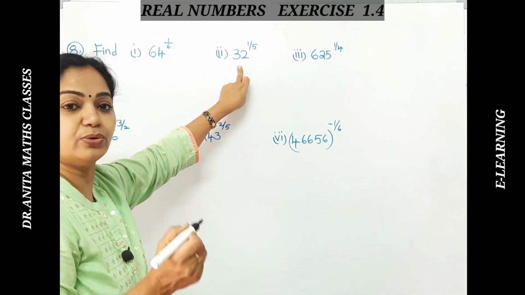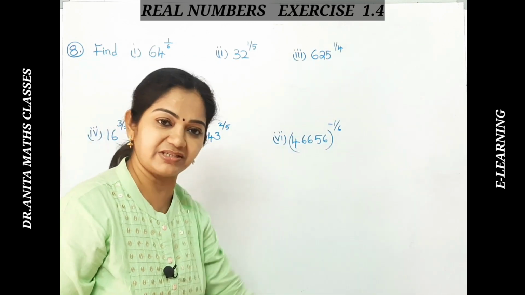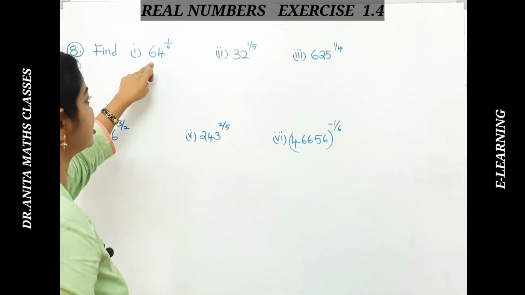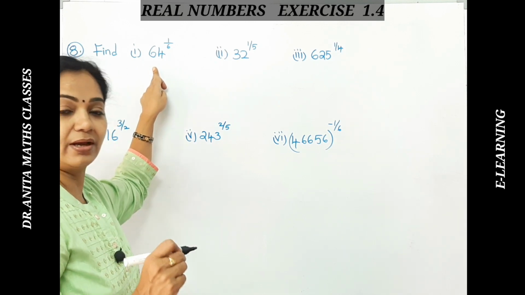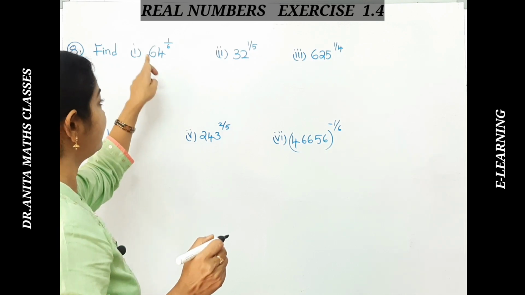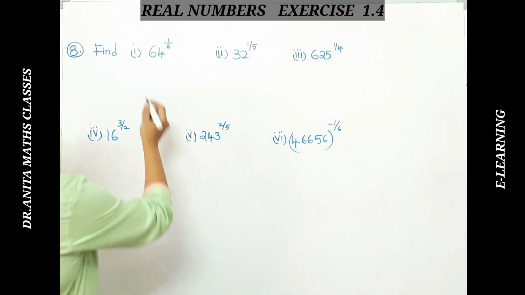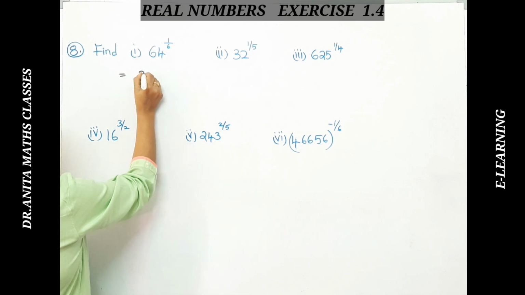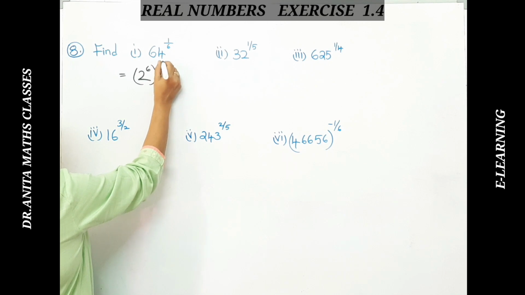32 is 2 raised to the power of 5. Although if you don't remember, you can do the prime factorization in the rough part also. And 64, we can write it in the form of 4 raised to the power of 3. Also, if you further simplify, 2 raised to the power of 6 also. So here I can write it as 2 raised to the power of 6, whole to the power of 1 upon 6.